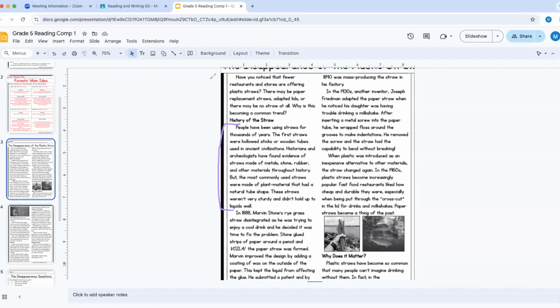History of the straw. People have been using straws for thousands of years. The first straws were hollowed sticks or wooden tubes used in ancient civilizations. Historians and archaeologists have found evidence of straws made of metal, stone, rubber, and other materials throughout history. But the most commonly used straws were made of plant material that had a natural tube shape. These straws weren't very sturdy and didn't hold up to liquid well.